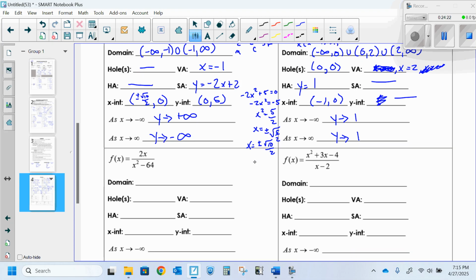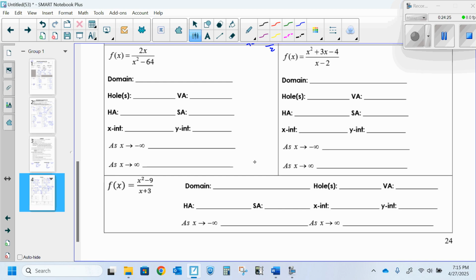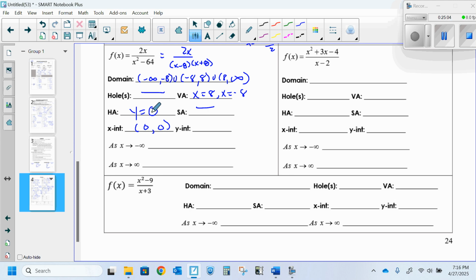All right, let's try the next one. Let's factor the bottom here. Difference of squares. X cannot be positive or -8. Okay, nothing cancels. Vertical asymptote, x equals 8 and x equals -8. Horizontal, it is bottom heavy. Okay, x-intercept at 0, 0, and guess what? I'm allowed to have 0, 0 here because this is a horizontal asymptote. This is actually going to cross at the origin.